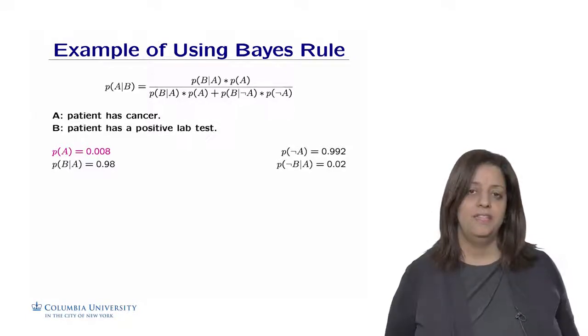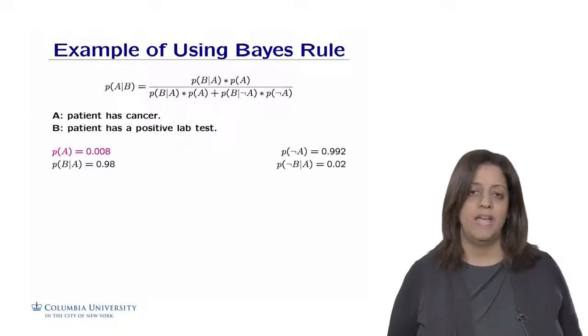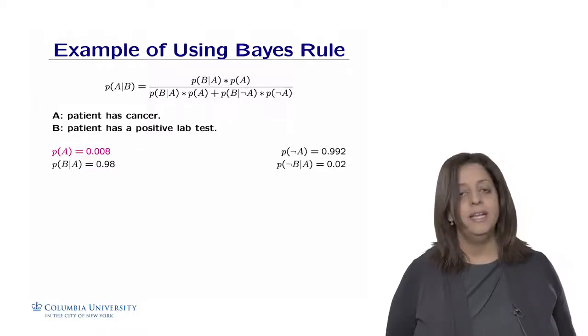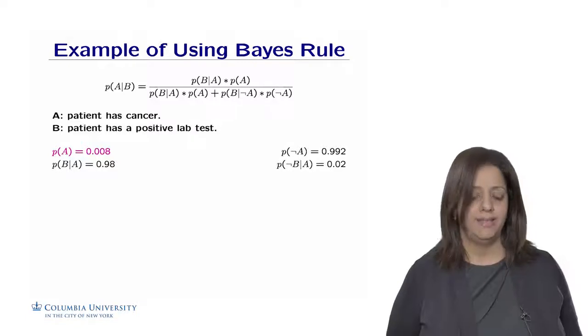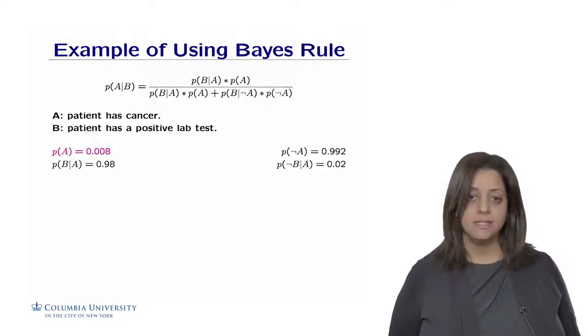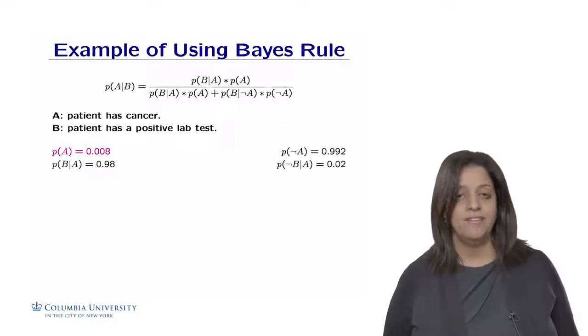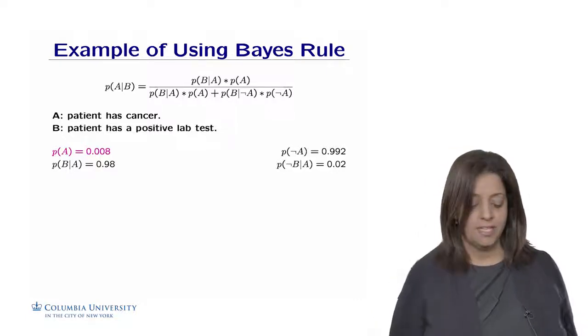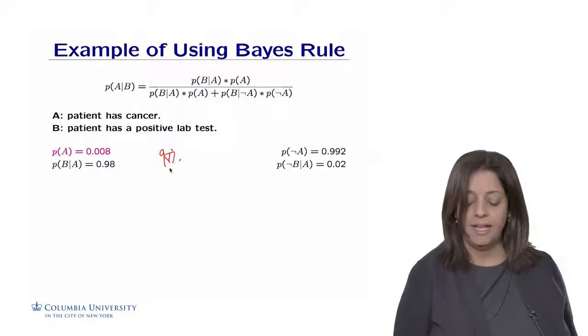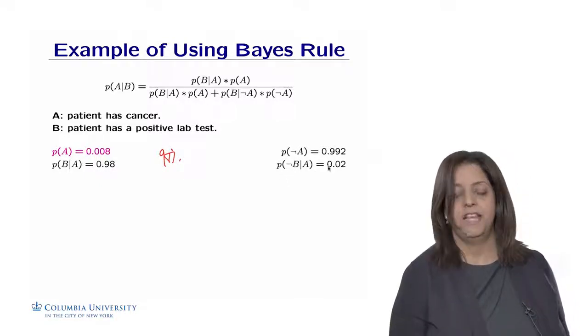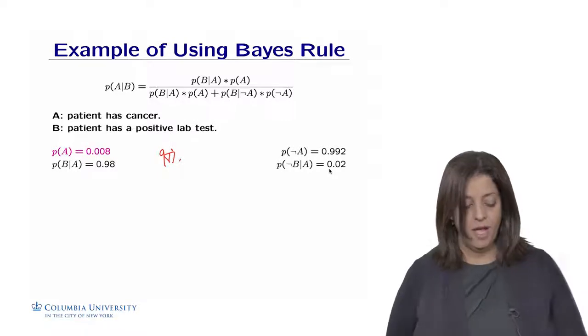Suppose we have another piece of information that tells us how effective this lab test is at predicting someone having cancer. In other words, the probability of the patient having a positive lab test, given that the patient truly had cancer. In this case the test is very good: the probability of a positive test, given that the patient truly had cancer, is 98%. Likewise, we calculate the probability of the lab test being negative, given that the patient had cancer, which would be the complementary of this value here.